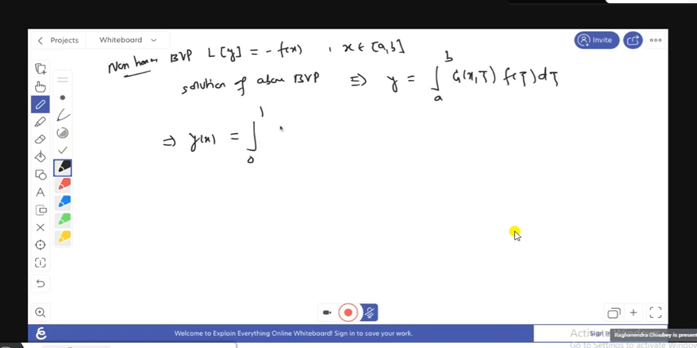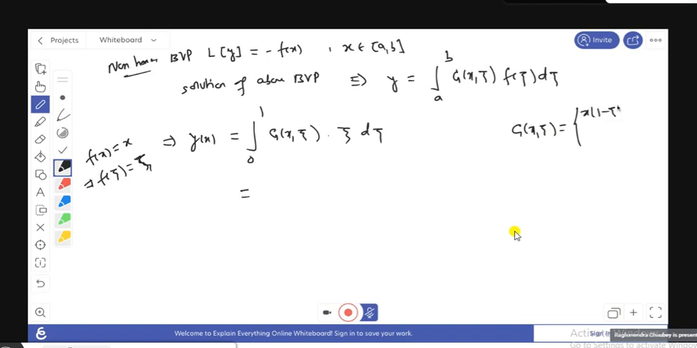In this problem, the solution y(x) has boundary conditions 0 and 1. The Green's function we write as g(x, xi), and f(xi) here is... f(x) in your problem equals x, so this implies f(xi) is xi. The Green's function is defined by this formula: x (1 minus xi) when x lies between 0 and xi, and the second one (1 minus x) xi when x lies between xi and 1.